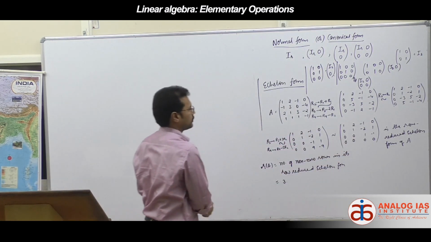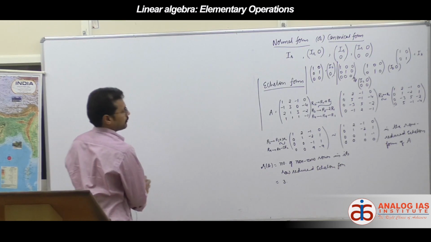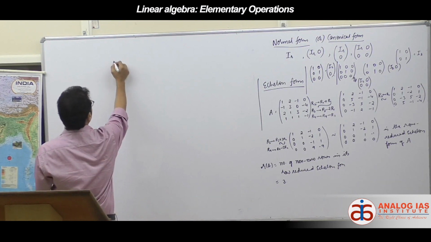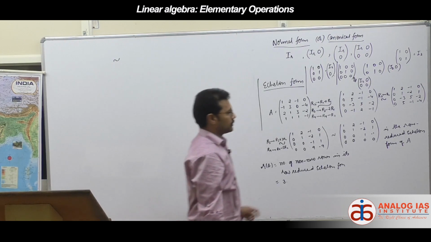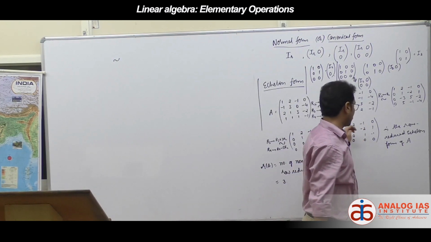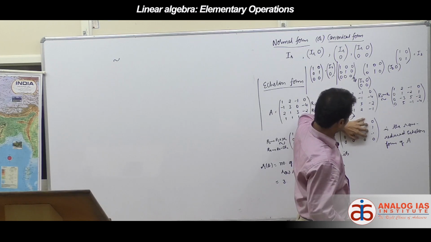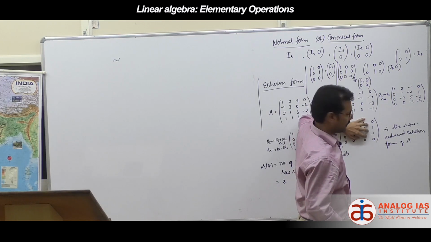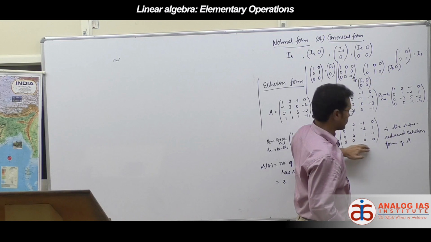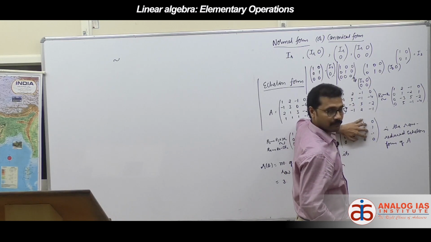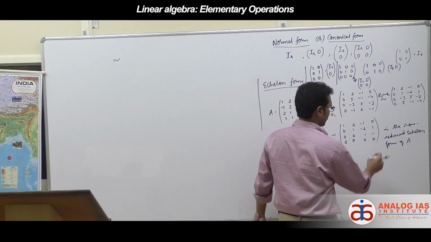So, to reduce this into normal form, I will go with some row operations. Since the rank is equal to 3, here I should get I3, 0, 0, 0, 0, all zeros here. This should be I3. Okay.